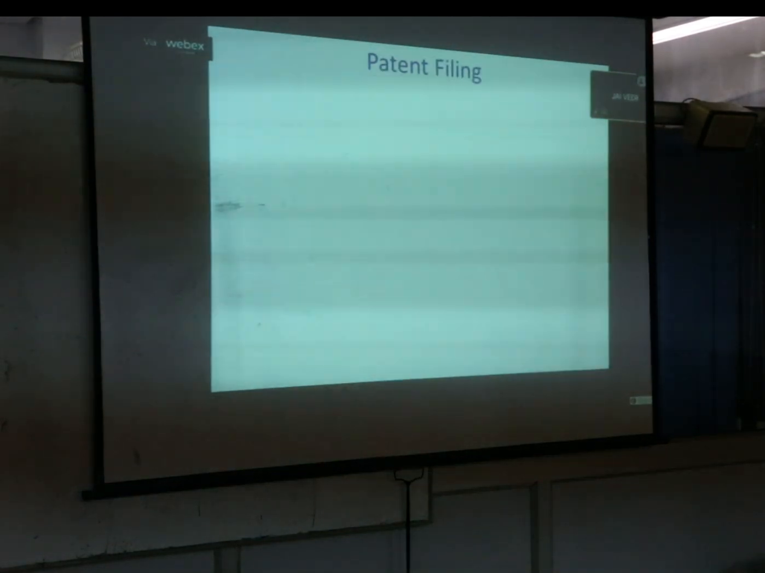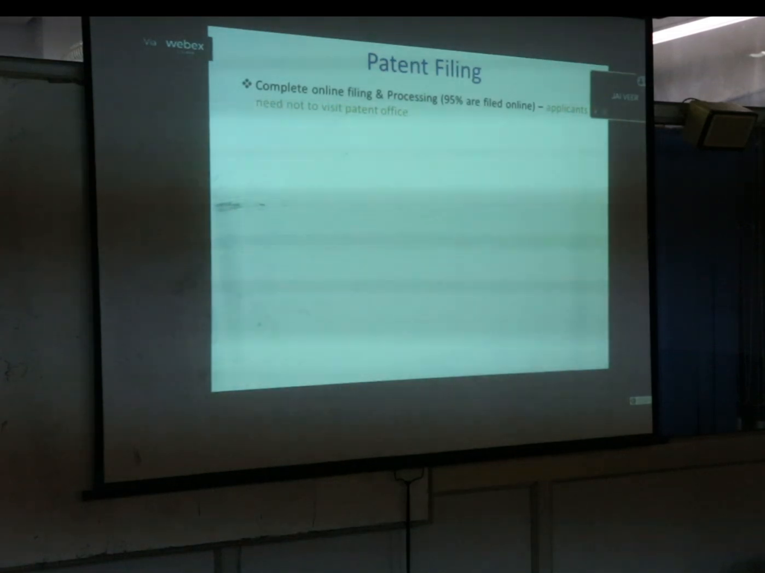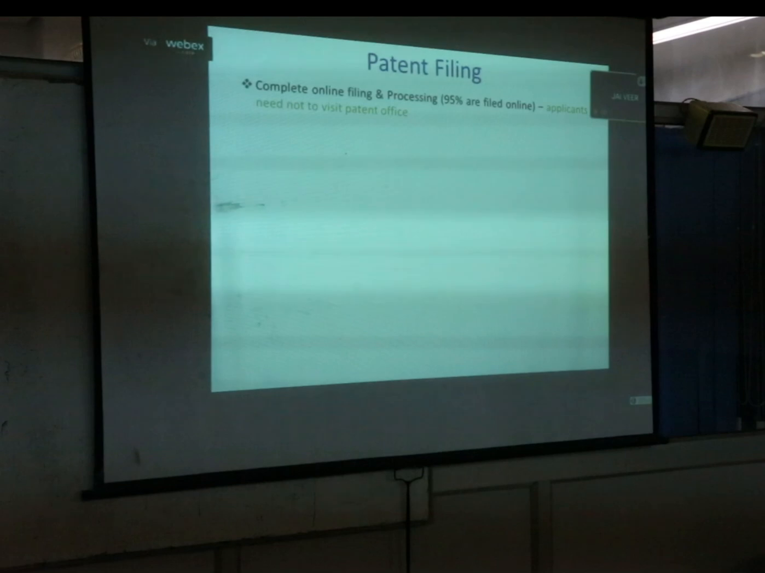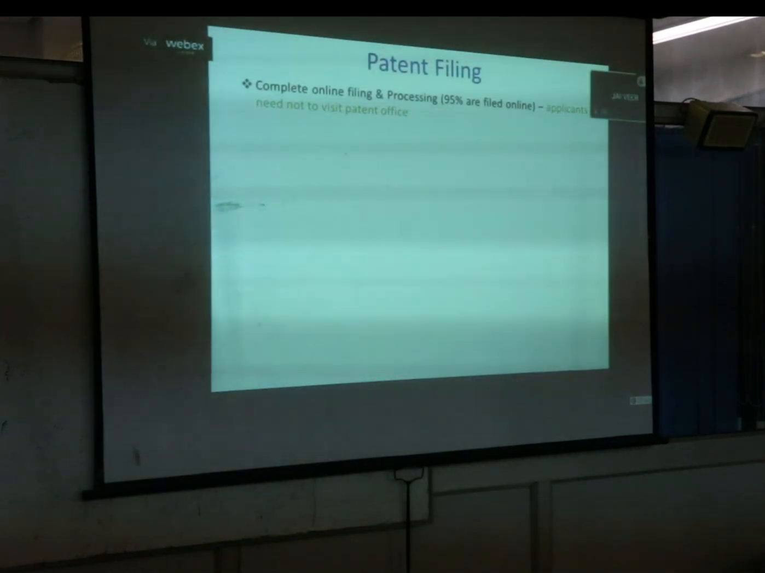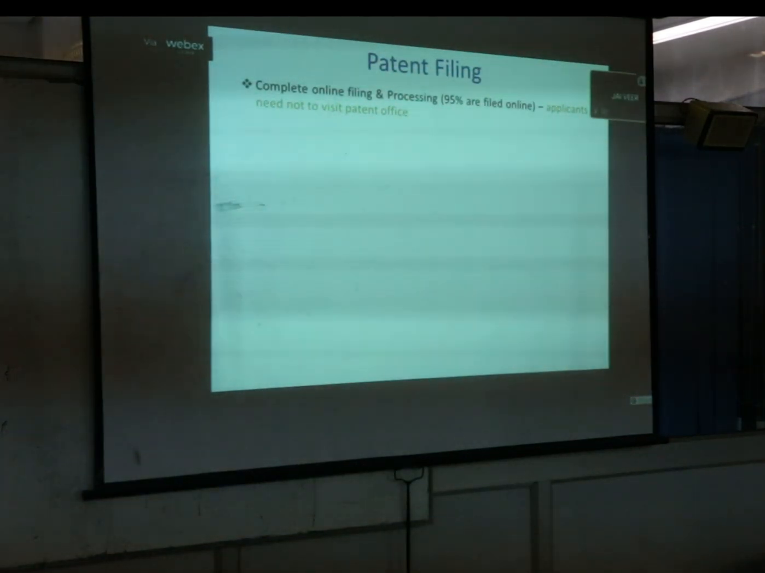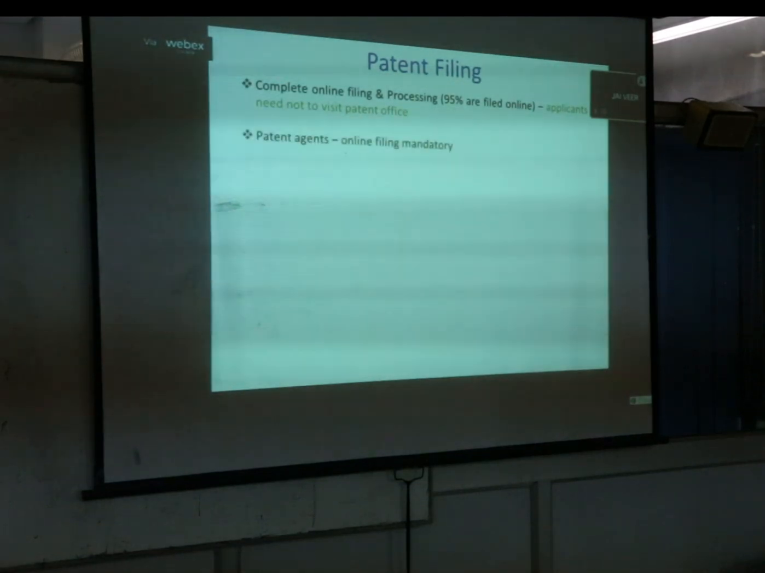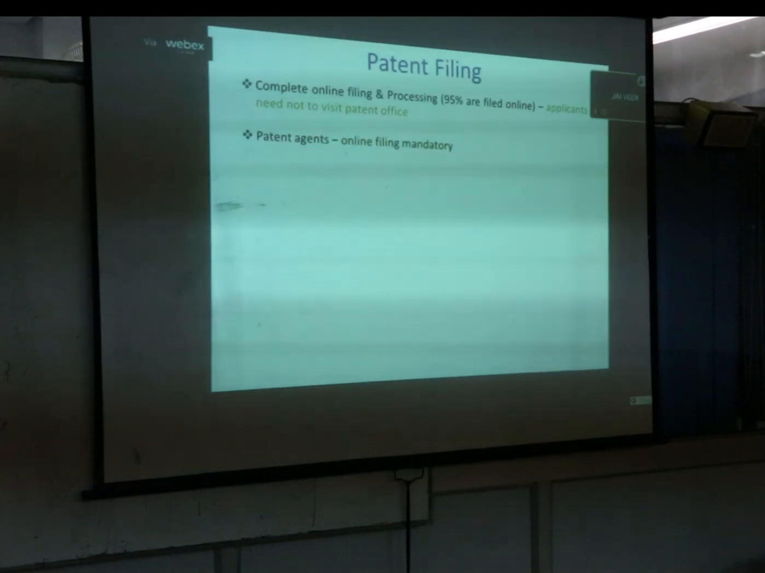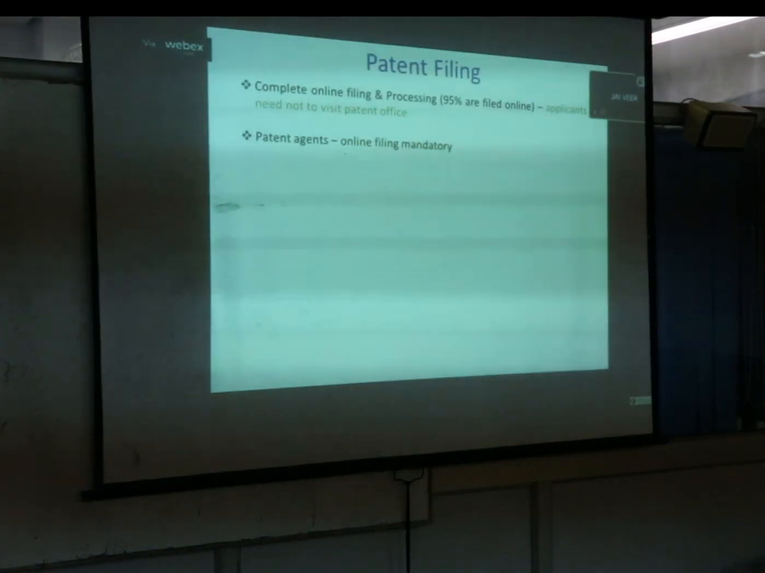This is the application. Now patent filing. How can you file a patent? We have a complete online filing system and processing. Applicants do not need to visit the patent office. Over 95% of applications are filed online. Patent agents are mandatory to file online applications. If you are an individual filing, you can file applications online only, with their own guidelines.